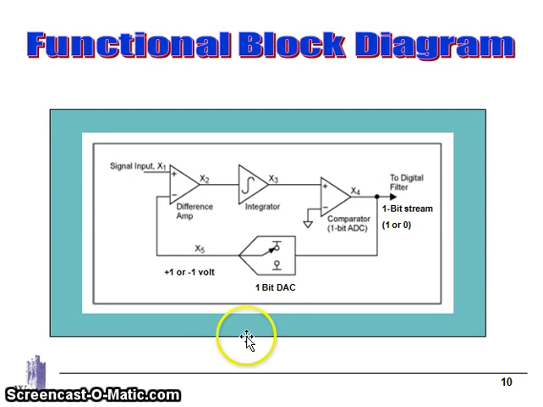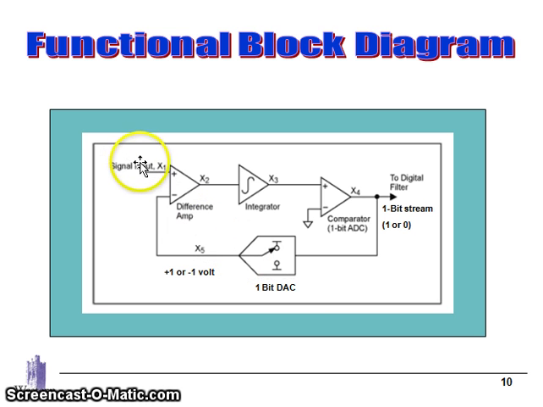This is the functional block diagram of the sigma delta converter. Here, if you see, the first block is a differential amplifier, the second block is an integrator, the third block is a comparator, and finally in the feedback loop we have a one bit D to A converter.